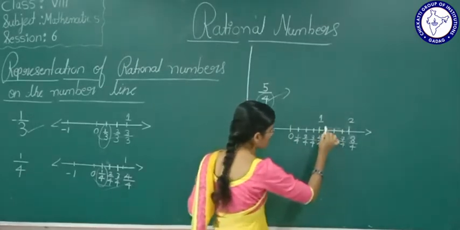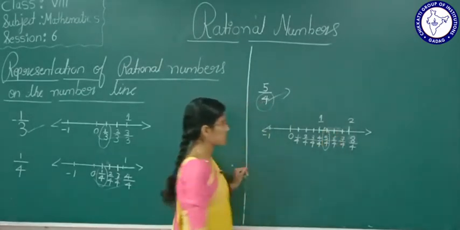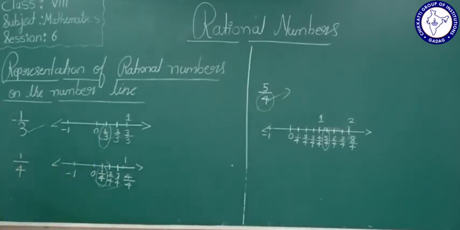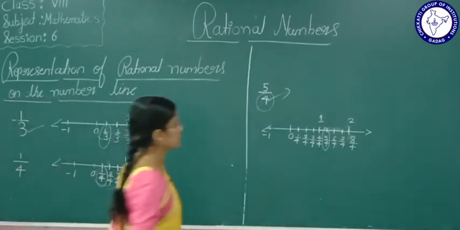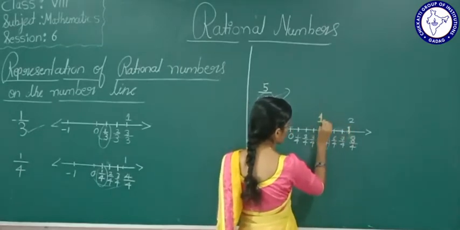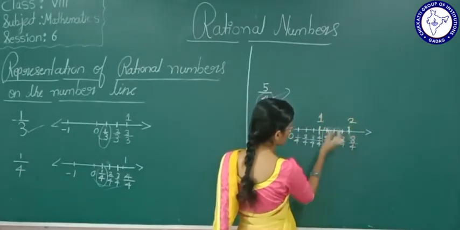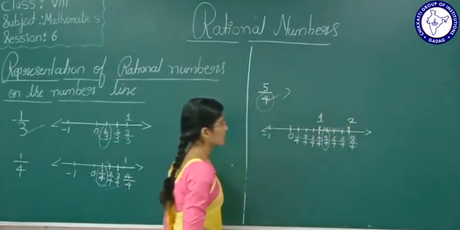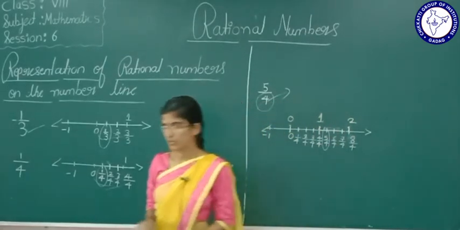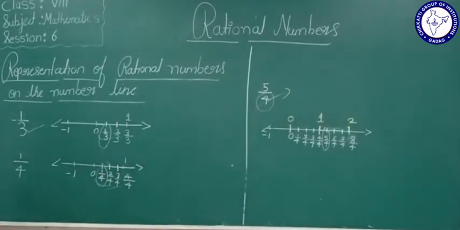Understood? Now your 5 by 4 is here. It is quite easy. 5 by 4 will lie between 1 and 2. So next we will see one more example.